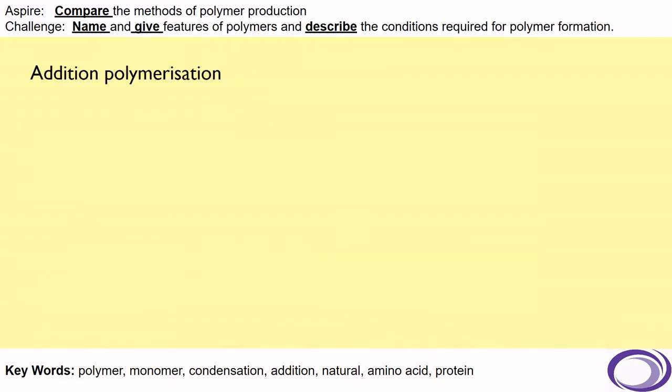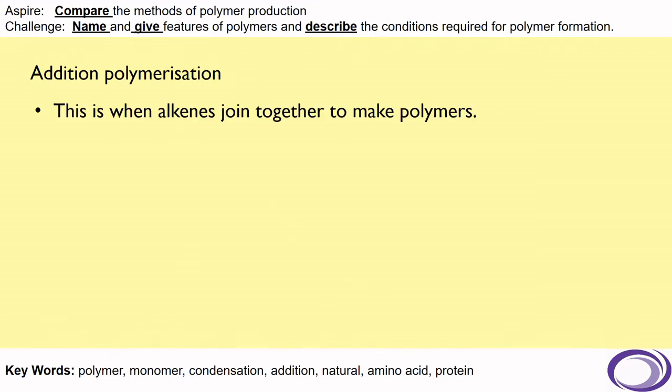The first method we are going to look at today is addition polymerization, and you may have done this in an earlier topic, but it's worth us going over it again just to remind ourselves. This is what happens when alkenes join together to make polymers.